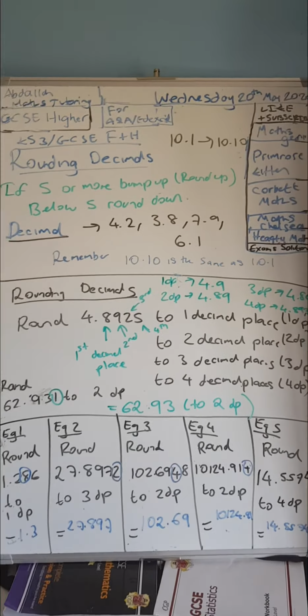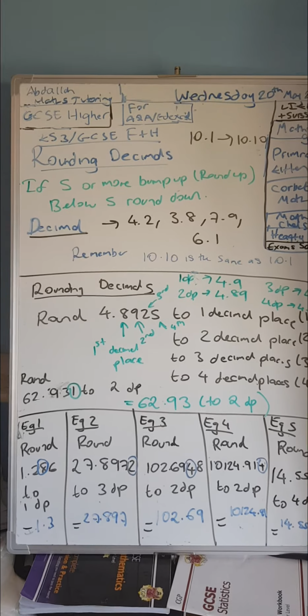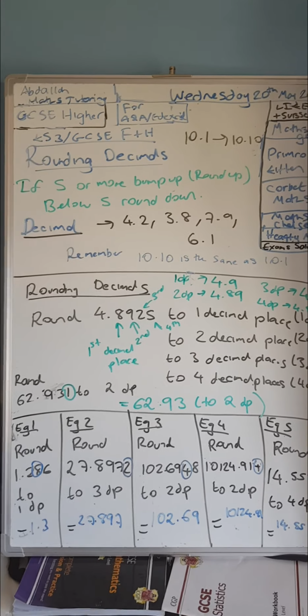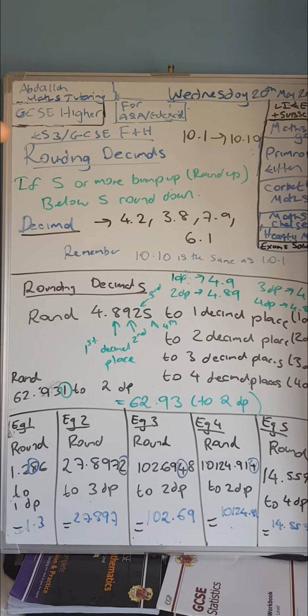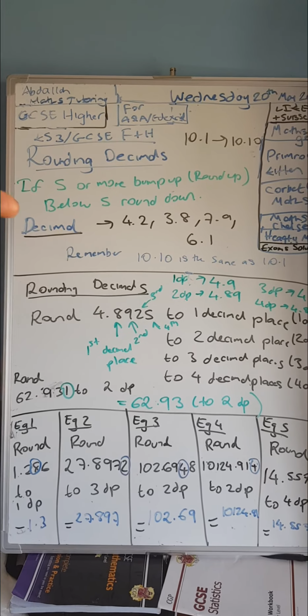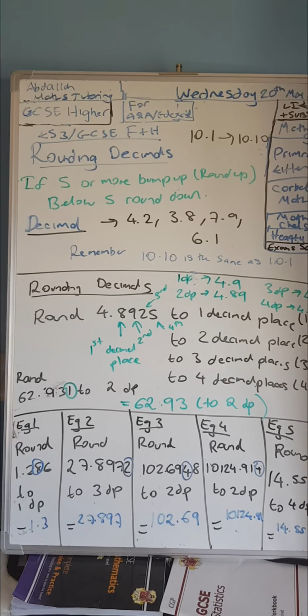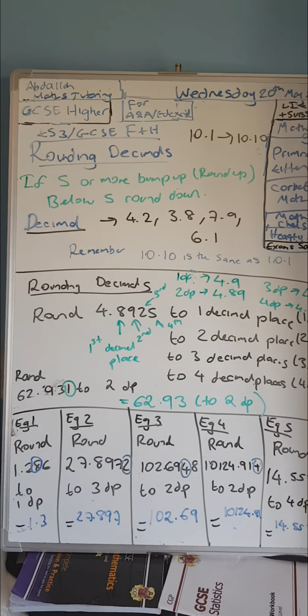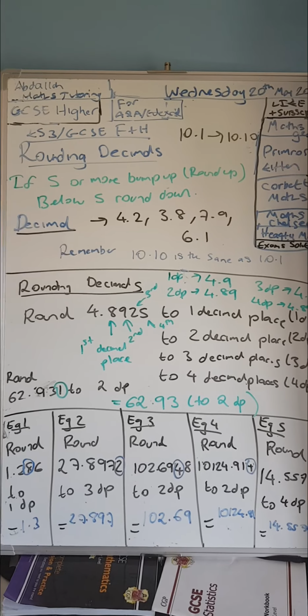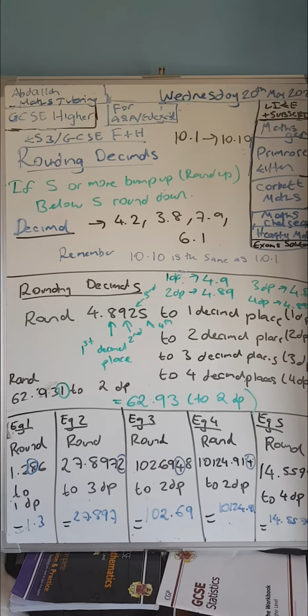The key point to mention is that if it's above 5, we round up. If it's below 5, we round down. That applies for significant figures, which I'm going to come into in the next video, and also for numbers. Rounding to the nearest 10, 100, 1,000, all that applies as a rule.